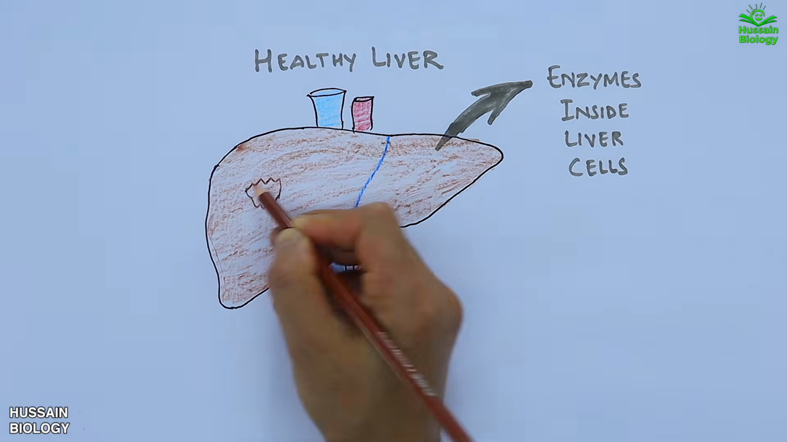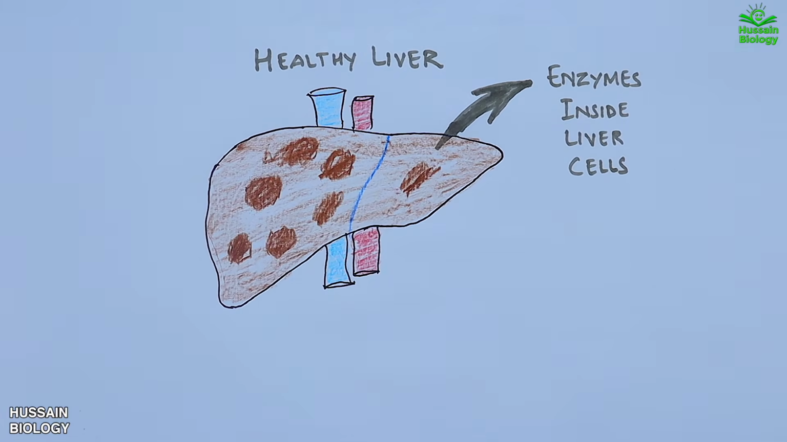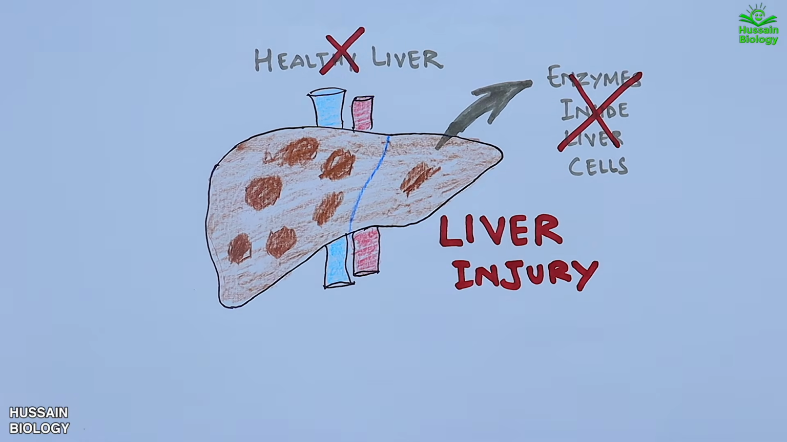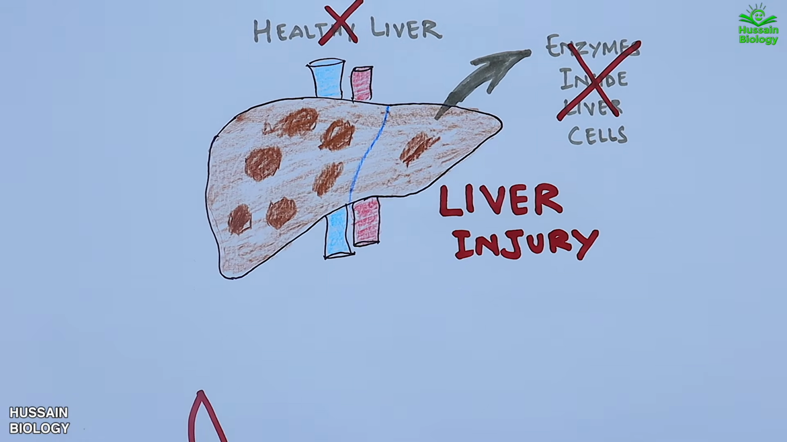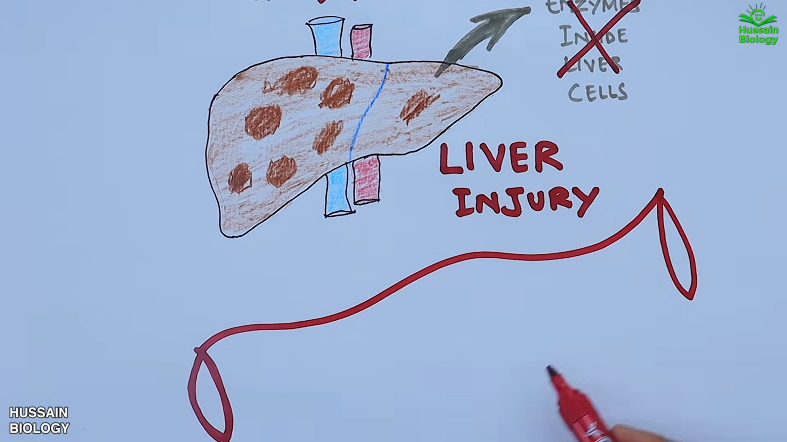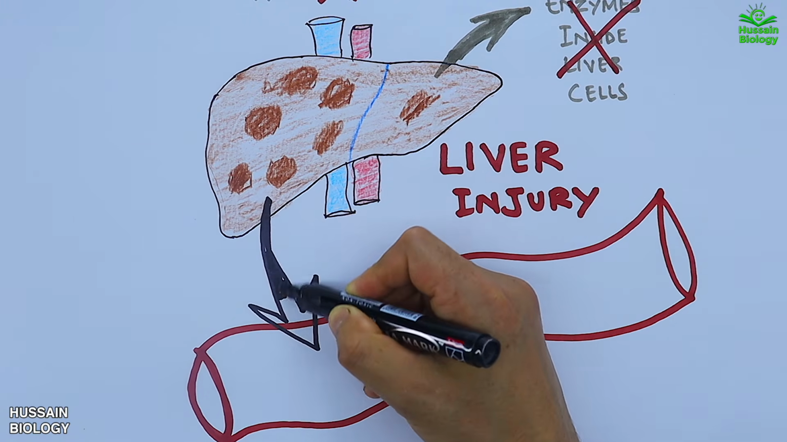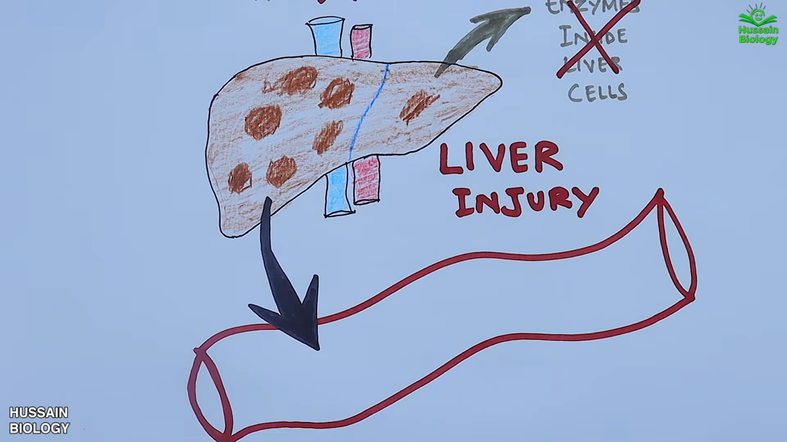But when the liver gets damaged, as we can see in the diagram, where patches are developing on the liver, representing the liver injury. This injury may occur due to infections, excessive alcohol consumption, fatty liver disease, medications, toxins, or any other liver disorders. When liver cells become damaged, their cell membranes lose integrity and begin to break down. As a result, the enzymes that were previously contained within the liver cells start escaping from the injured cells. These enzymes leak into the bloodstream as shown in the diagram.